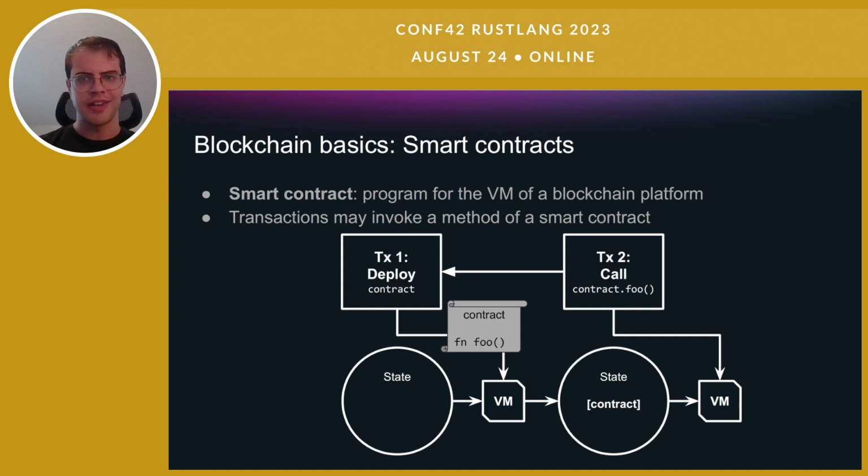A smart contract is a program that can run in the virtual machine of whatever blockchain you're talking about. Up on the slide, I've got a simple example where in the first transaction, you deploy some contract, it gets included into the state, and then in a later block, you have a new transaction that is calling a method, in this case, the method foo, on that contract. Smart contracts can do all kinds of things. They're limited only by the power of the virtual machine that they operate in.